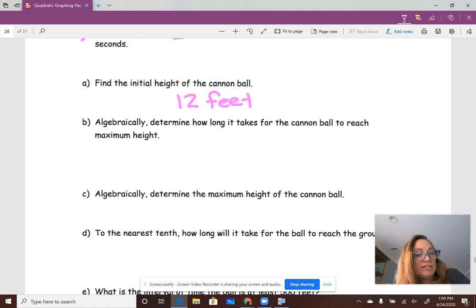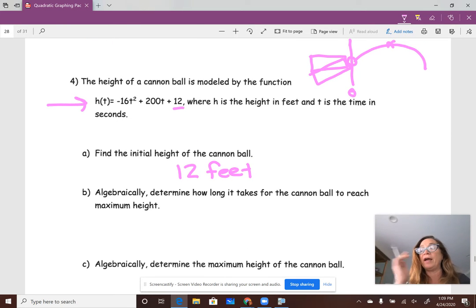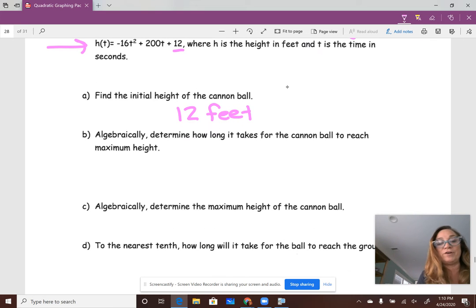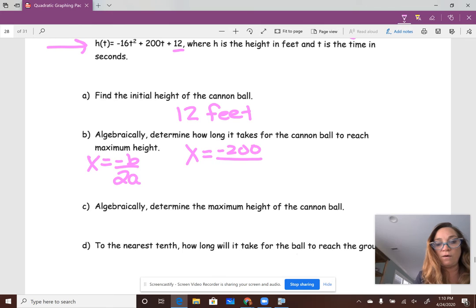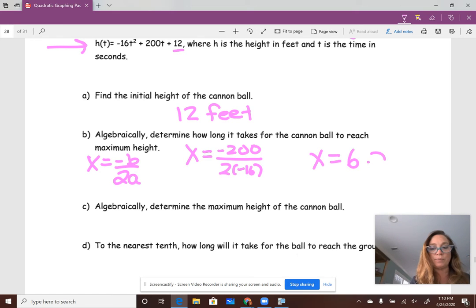Okay, algebraically determine how long it takes for the cannonball to reach maximum height. All right, maximum height, that's the point up here. That's the vertex. You can find the vertex by doing x is equal to negative b over 2a. That's a piece of the quadratic formula, all right? So x is equal to negative 200 over 2 times negative 16. So x is equal to 6.25, and this is in seconds. 6.25 seconds. So it's pretty fast, 6.25 seconds.